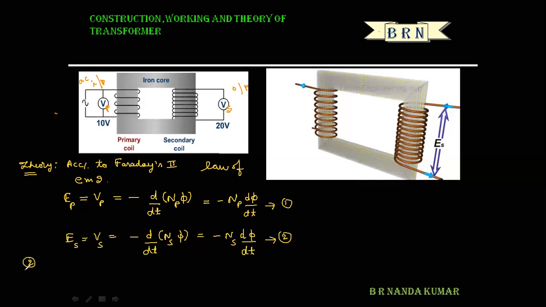So now equation 2 divided by equation 1 gives Vs divided by Vp, so that is equal to minus Ns into dφ/dt, whole divided by minus Np into dφ/dt. So dφ/dt, minus minus cancels, so we will get Ns divided by Np.